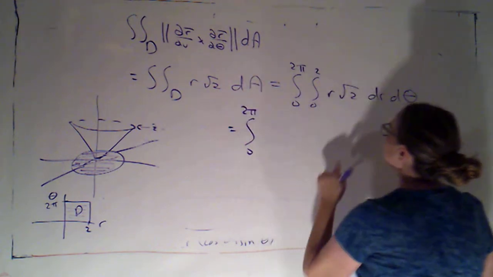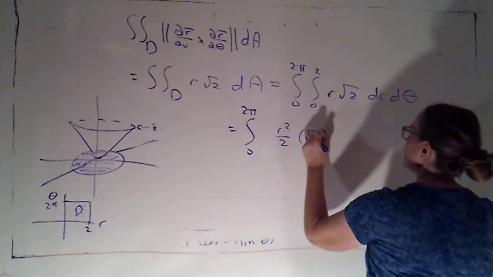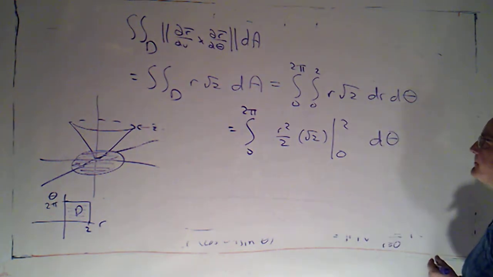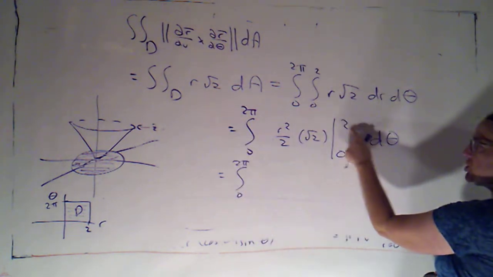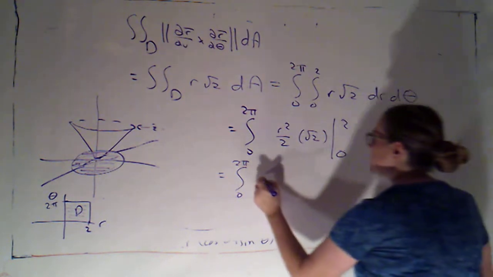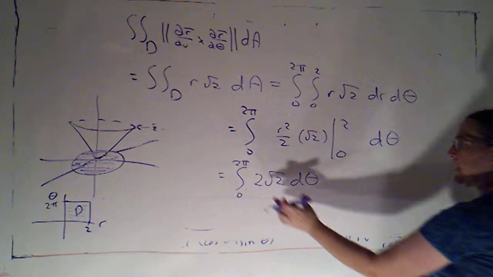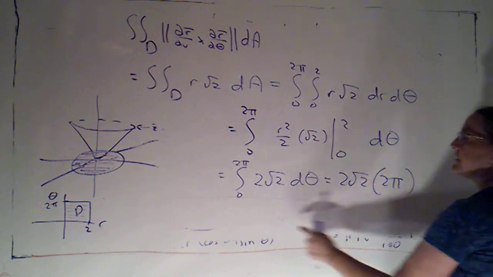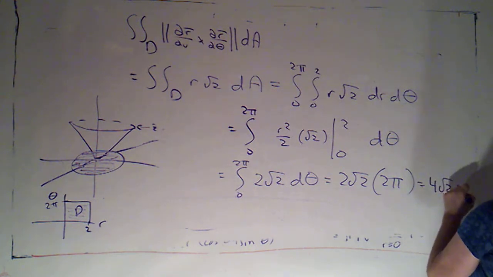Okay, so with that, if I now integrate with respect to r, I'm going to get the integral from 0 to 2 pi of r squared over 2 times root 2, evaluated between 2 and 0. And then we'll have to integrate d theta. So that's going to be the integral from 0 to 2 pi. If I plug in 2, I'm going to get 4 over 2, which is just 2, minus 0 is just 2. So I'm getting 2 root 2 d theta. And when I'm integrating a constant, I'm just going to get that constant times the length of this interval, which is 2 pi. So I'm going to get 4 root 2 times pi.